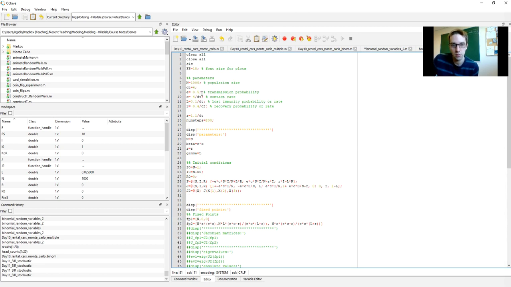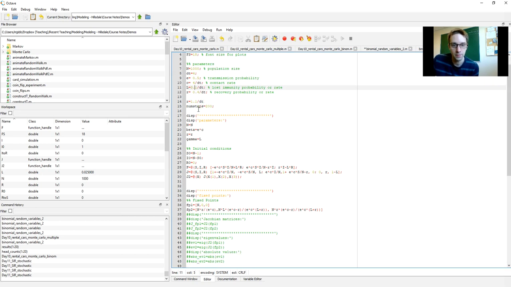I just chose some particular values for the probability of transmission, which I guess I was calling E when I wrote this, C for the contact rate, L for the lost immunity rate, and R for the recovery rate. And don't worry so much about the parameter values. You can easily change these to change the dynamics.